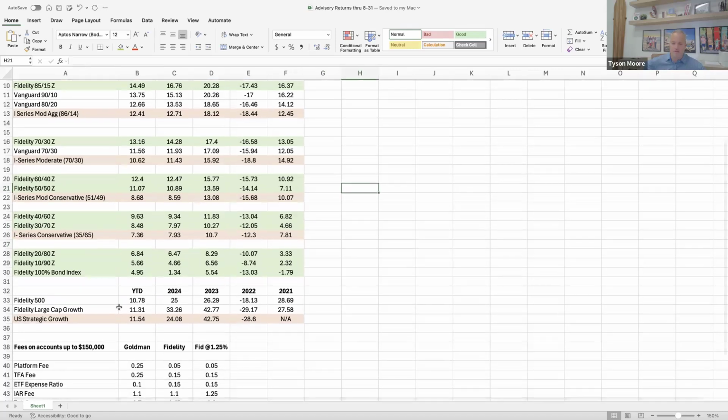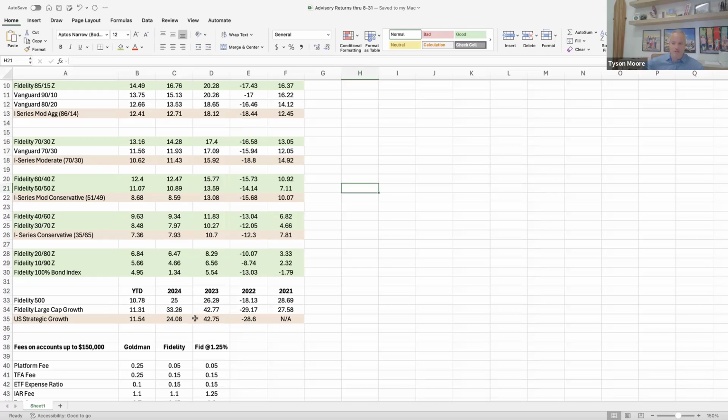So the S&P 500 returns, the Fidelity large cap growth that I like using. And obviously we know 2022 was a really painful year. But the most I have any client is 20% in this. And many are less than that.